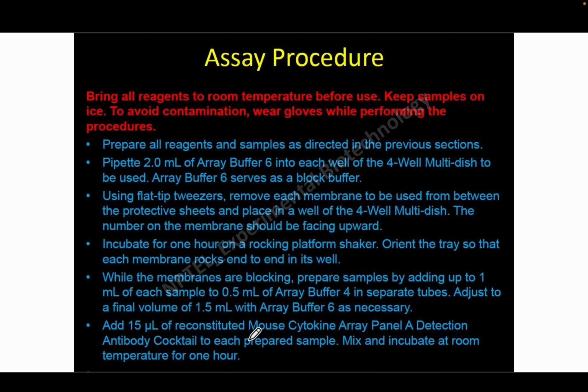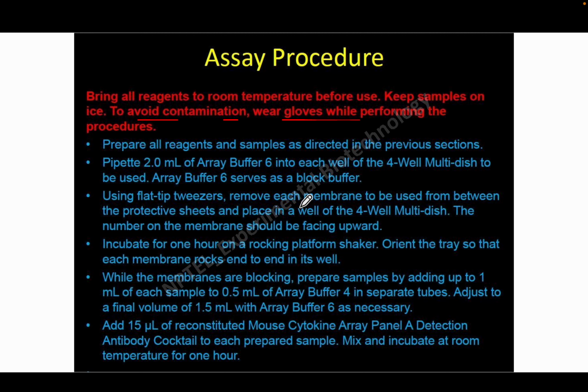Okay. So the assay procedure is: bring all reagents to room temperature before use. Keep samples on ice to avoid contamination. Wear gloves. Prepare all reagents and samples as directed in the previous sections. So now you have to add array buffer 6 into each well of the 4 well multi-dish to be used. Array buffer 6 serves as a block buffer.